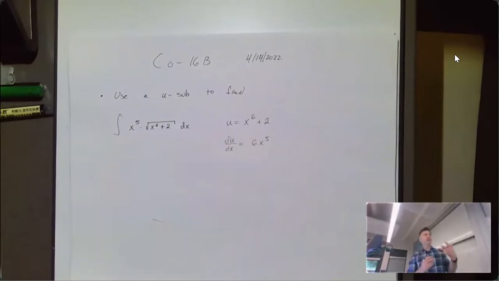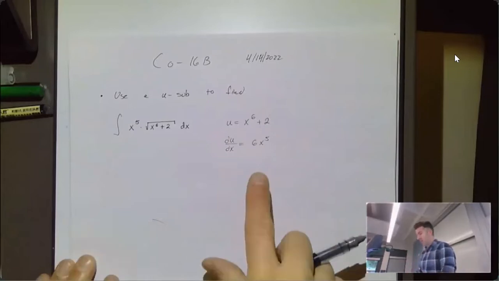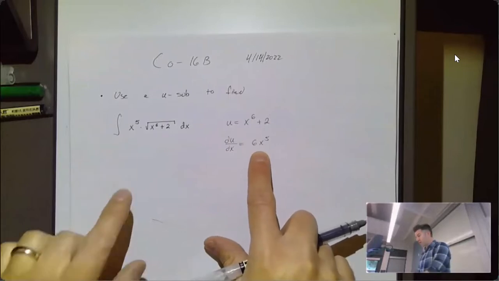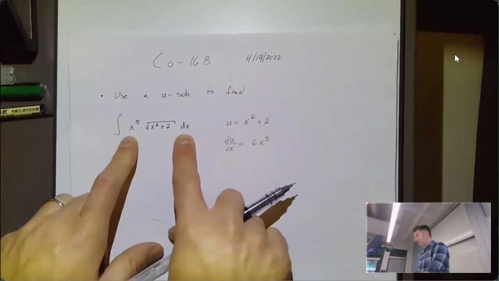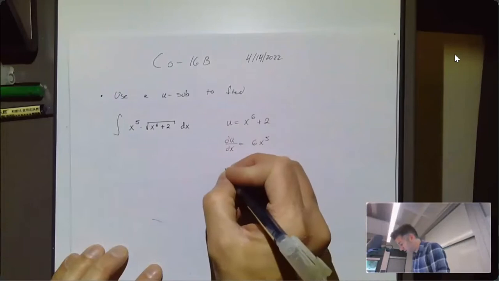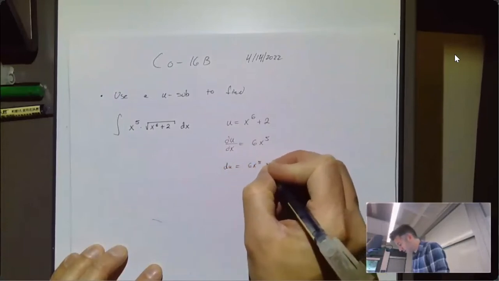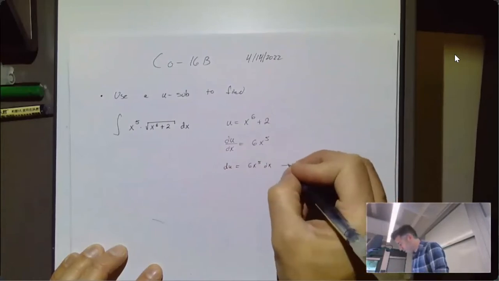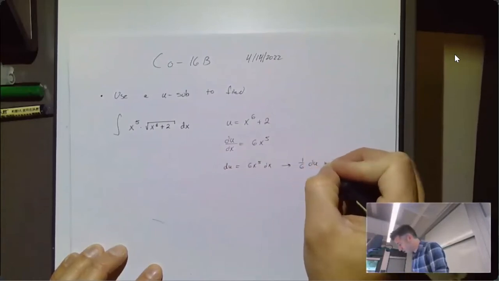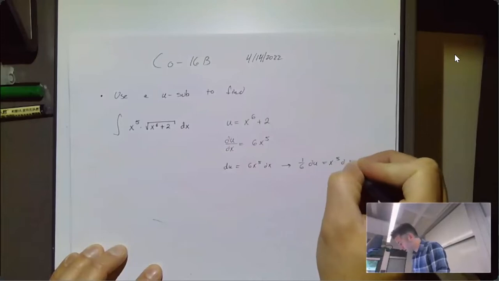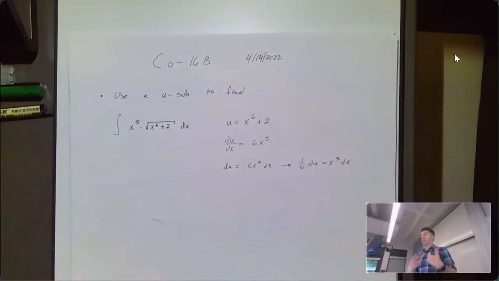So the next part is where people do this in a myriad of ways. My preferred way of doing this is to make the thing I have here look like what I have in my integral. So I would really like to do it this way. I'm going to say that du equals 6x to the 5th times dx, and then 1/6 du equals x to the 5th dx. That's my preferred way of doing it.